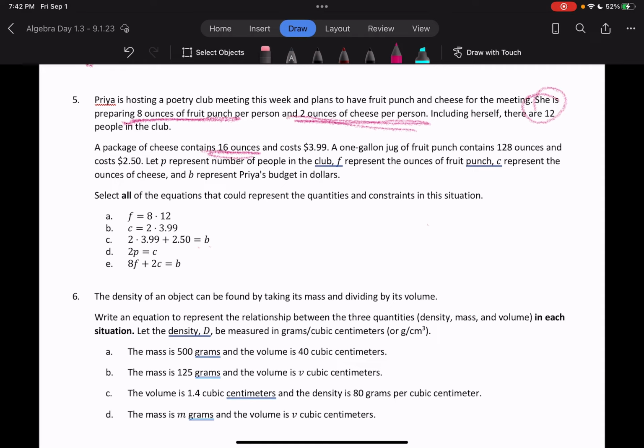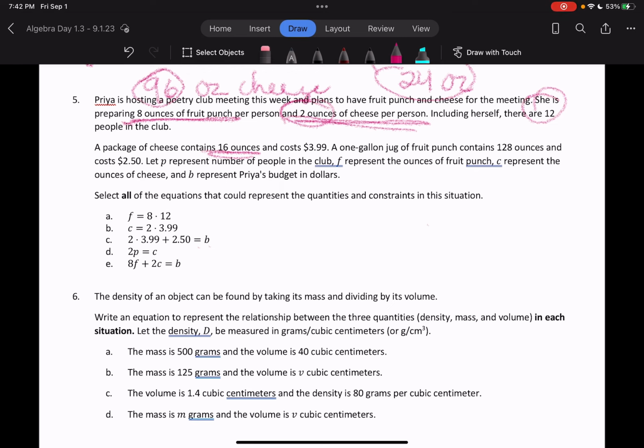So let's stop for a minute. If there's 12 people and she wants 8 ounces per person, she needs 96 ounces of fruit punch, right? That's how much she's going to need. And then she has 2 ounces of cheese per person. 96 ounces of cheese would be a lot. She needs 2 ounces of cheese per person. So she needs 24 ounces of cheese for the whole group. Okay? So let's just keep those amounts in mind.